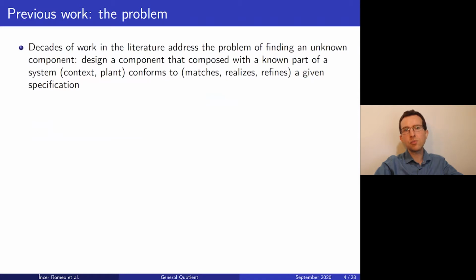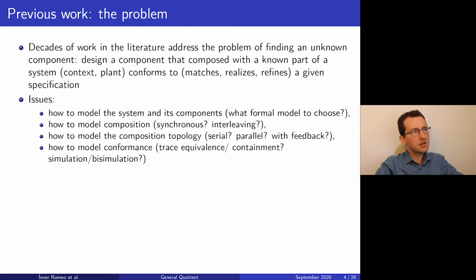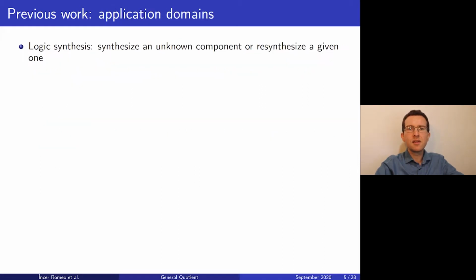The quotient is an old problem. Many decades have seen papers and works dedicated to the question, how do you design a component that composed with a known part of the system results in the system having a property of interest, a behavior of interest. The issues that appear when we do such a thing are, how do we model the system and the components? How do we model composition? What does it mean for the system to conform to a specification or to refine a set of behaviors?